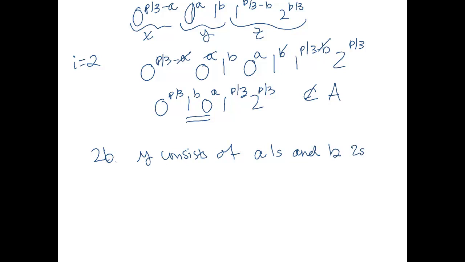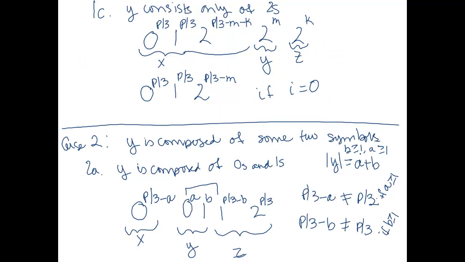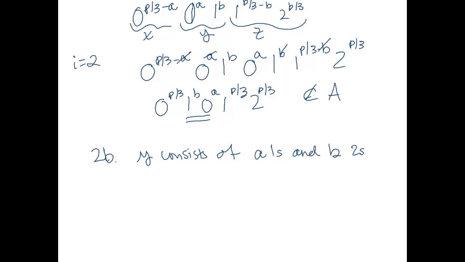Okay, y consists of a ones and b twos. What I mean is y is lying on the boundary between 1 and 2. Okay, what's going to happen if I pump down? I'm going to get something that looks a lot like this, but just shifted over onto the other boundary. And if I pump up, let's just say I pumped up, what do I end up with?